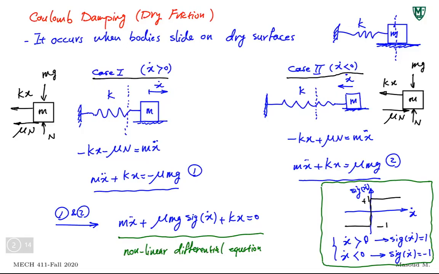If you look at equation 1 or equation 2, each is actually a second order differential equation, in this case non-homogeneous. We have some constant on the right side: for equation 1 it is minus mu mg, for equation 2 it is mu mg. We can actually solve them separately. Each of them we can solve. When we put them together, we cannot solve. So let's do that.